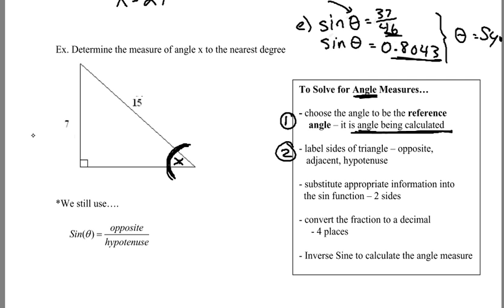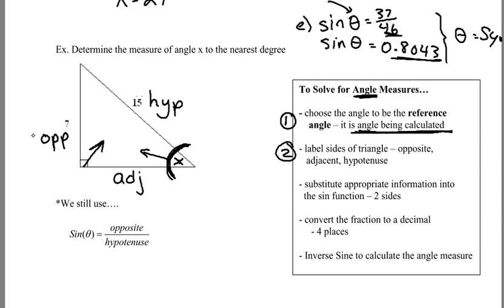Second thing, we now label the triangle: opposite, adjacent, hypotenuse. Opposite, across from the reference angle, is the side opposite. Across from the 90 is always your hypotenuse. That leaves the adjacent side.